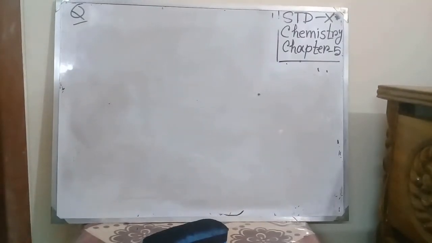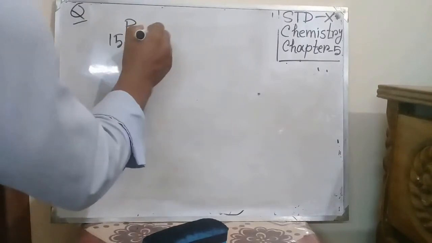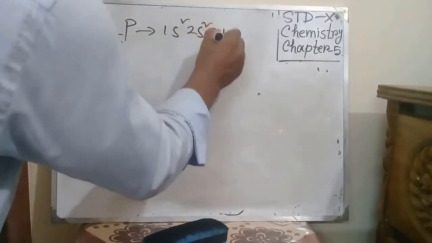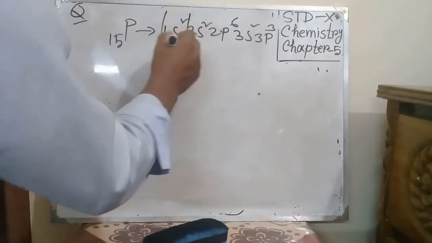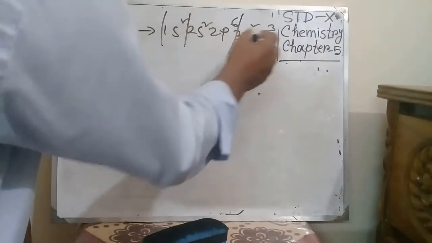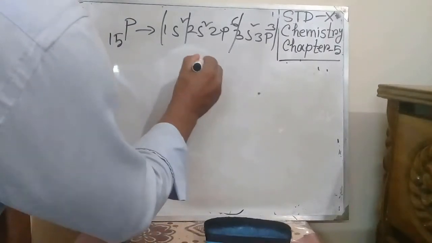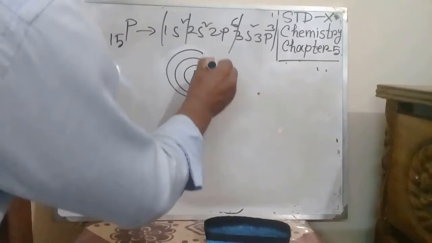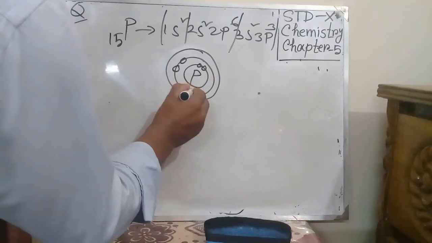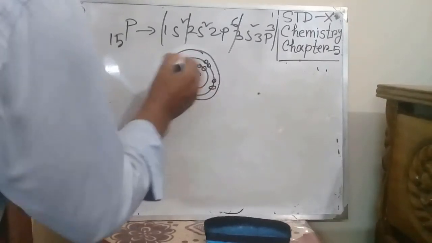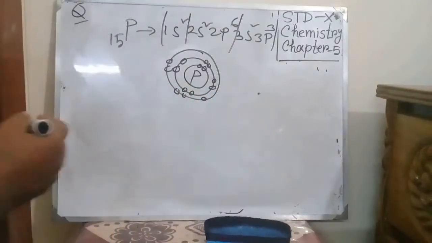First we will see the electronic configuration of phosphorus and chlorine. Phosphorus, atomic number 15: 1s2, 2s2, 2p6, 3s2, 3p3. There are 2 electrons in the first shell, 8 electrons in the second shell, and 5 electrons in the third shell. So for P: 2 electrons in the first shell, 8 electrons in the second shell and 5 electrons in the third shell.